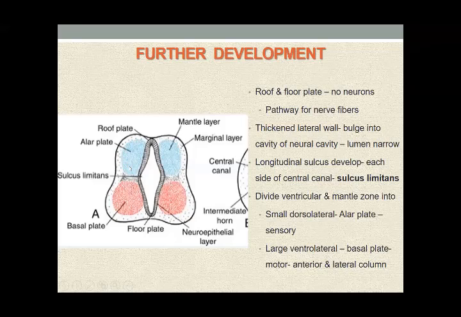एक बात मैं अभी सही बता दूं, ये जो basal plate है, वेंट्रल एंड लैटरल बेसल प्लेट, इसमें मोटर न्यूरॉन्स होते हैं, और ये जो एलर प्लेट होती है which is posterior, lateral and posterior, या dorsal and lateral, जो smaller है, इसमें sensory neurons होते हैं.